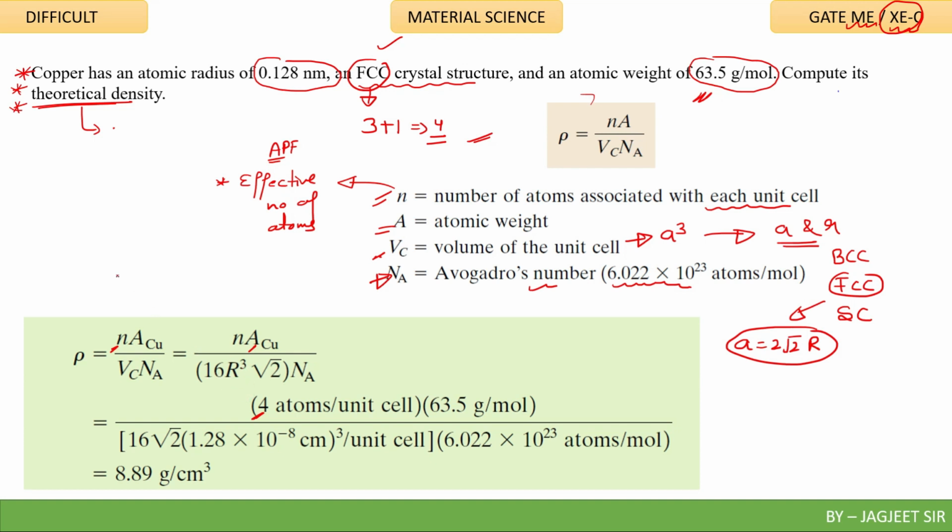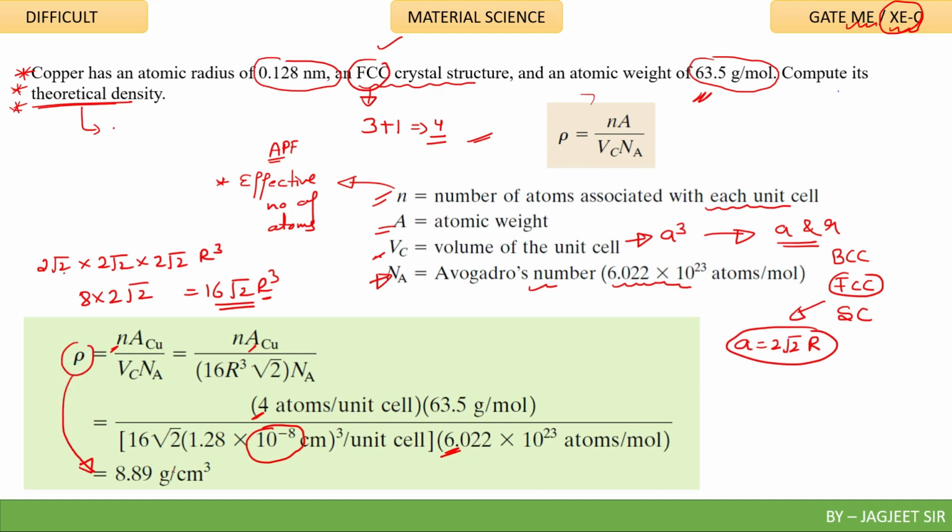Like this, 2 into root 2, into 2 into root 2, into 2 root 2, into R cube. So this is the volume. 2 into 2 into 2 is 8, and root 2 into root 2 is 2, so it is 16 root 2 R cube. This is the volume of unit cell, and R you already know is 0.128 nanometer. You have to convert it into centimeters by multiplying with 10 to the minus 2, and Avogadro number is this. After calculation you will get the density of copper as 8.89 gram per centimeter cube.